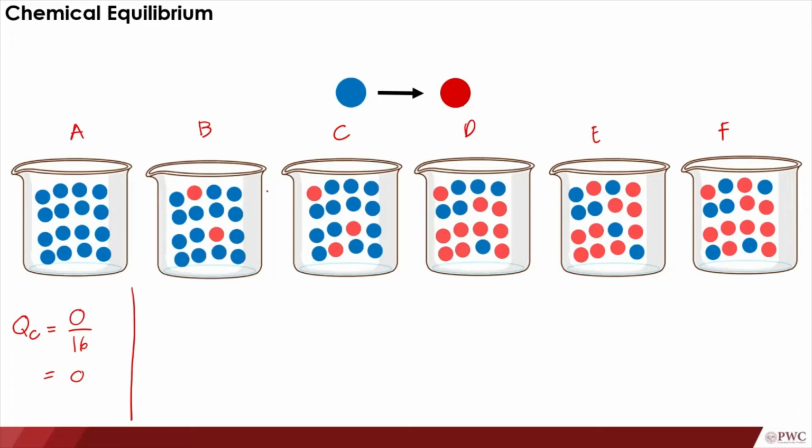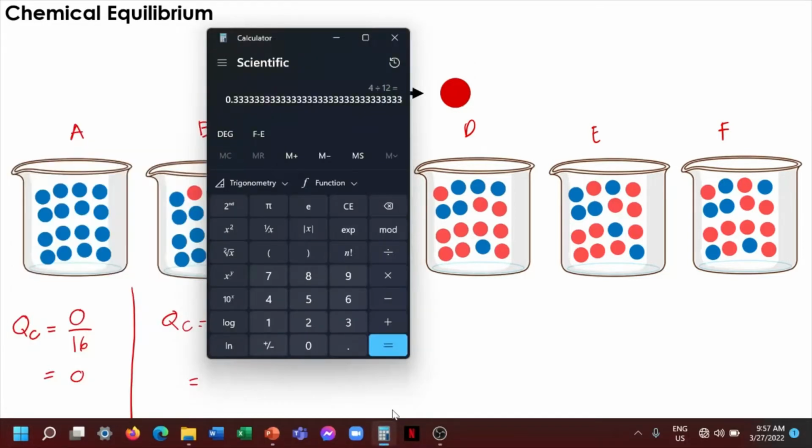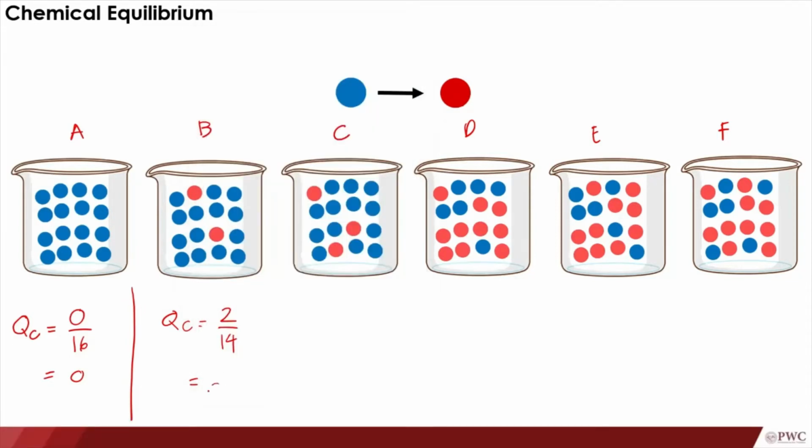Let's say after some time, at time B, we have this one. So let's make another reaction quotient. Again, this reaction quotient is based on the concentration of the products over the reactants. So here we have already two products, and then the rest are still the reactants. So here, let's divide this one, 2 over 14. So 2 divided by 14 is equal to 0.14. So here, the reaction quotient is 0.14.